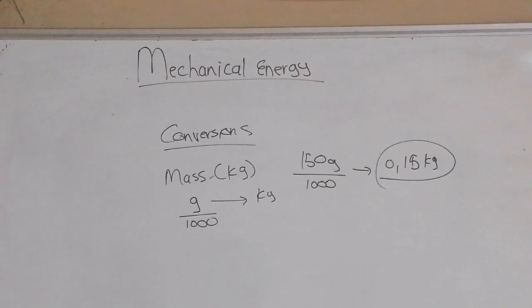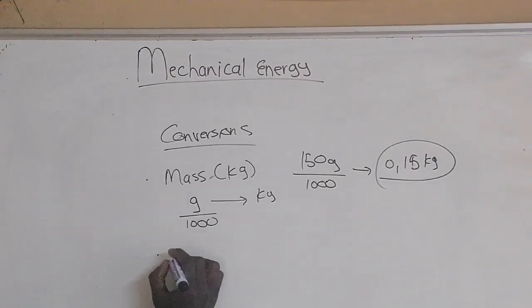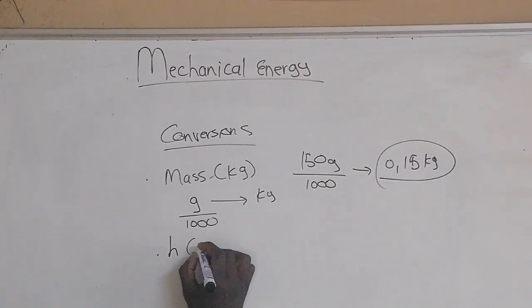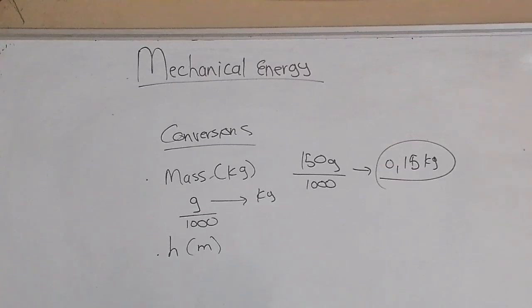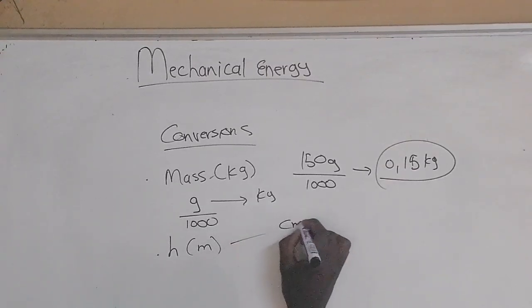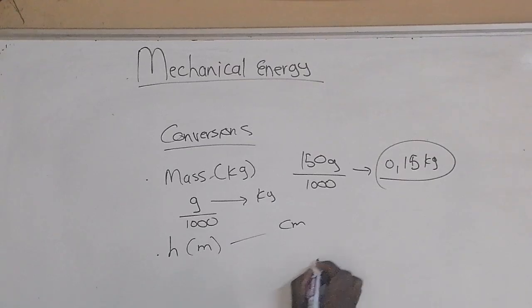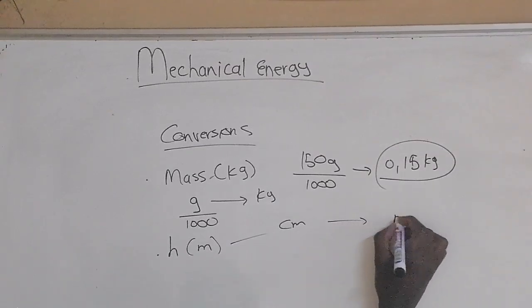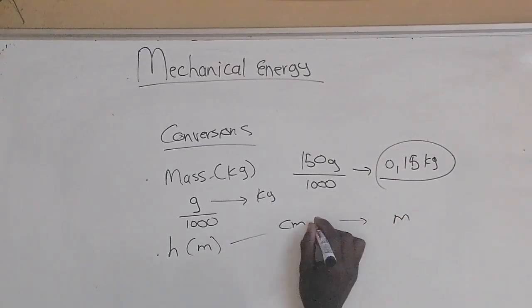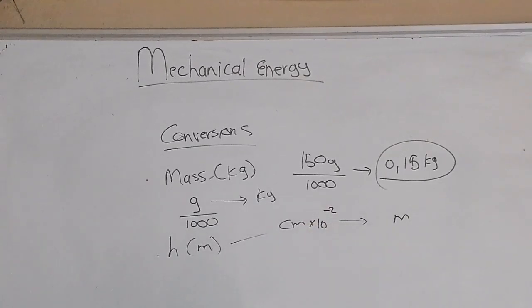Now, let's come to the perpendicular height, h. We know that h is measured in meters. But now, if they give you centimeters, for you to convert centimeters into meters, you have to do what? You have to multiply centimeters by 10 to the power negative 2.